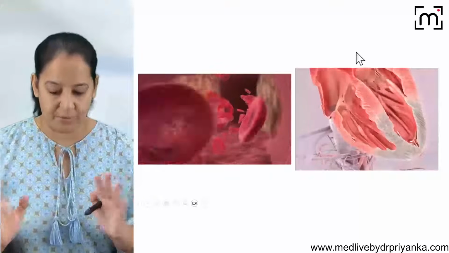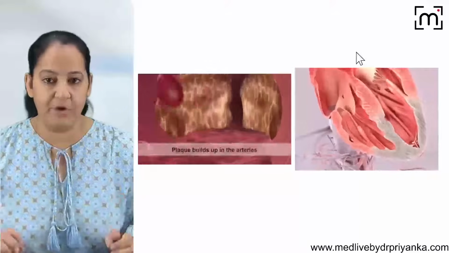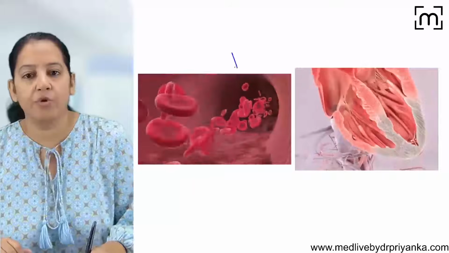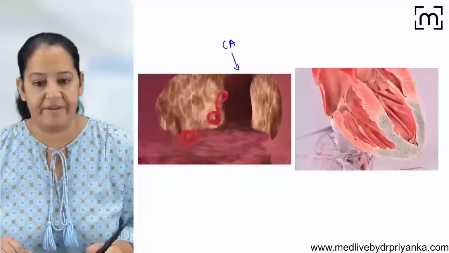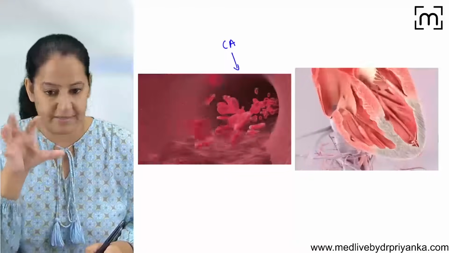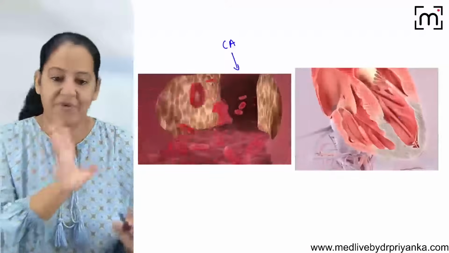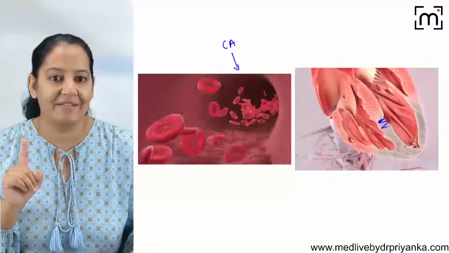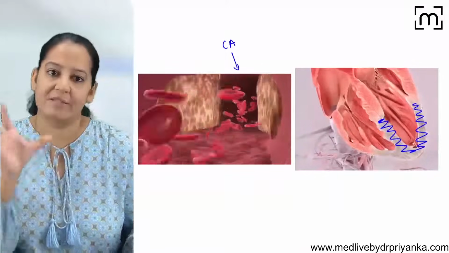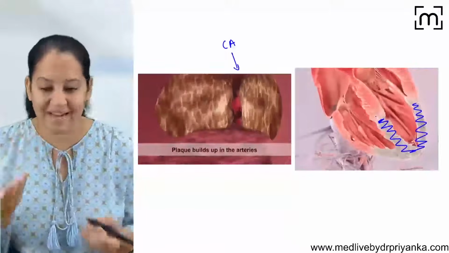So after the definition, have a look at this diagram in this video. See, this is the coronary artery. See the lumen of the coronary artery. First the lumen is complete. So the heart is contracting more. You can see the left ventricle. This is the wall of the left ventricle. It is contracting sufficiently because it is getting enough blood.